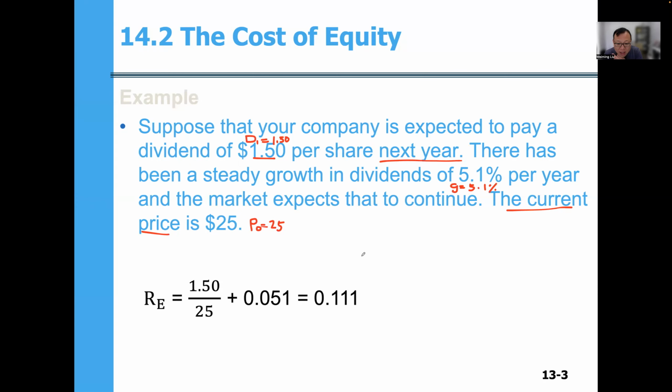So now let's calculate the cost of equity, RE. That equals D1 divided by P0 plus g. So that equals $1.50 divided by $25 plus 5.1%. So that equals 11.1%. So that's how, using the dividend growth model, we can calculate the return of the equity investors on the stocks.